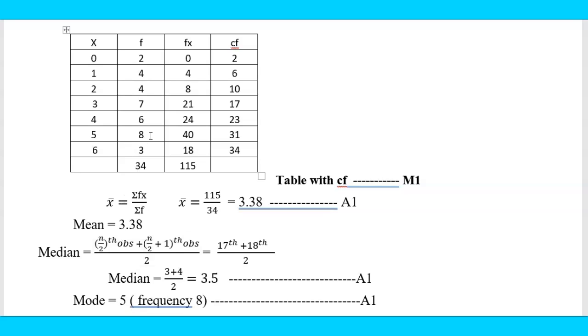Mode is 5. So we know that mode is the observation which has the maximum frequency. So here frequency 8, so mode will be 5.